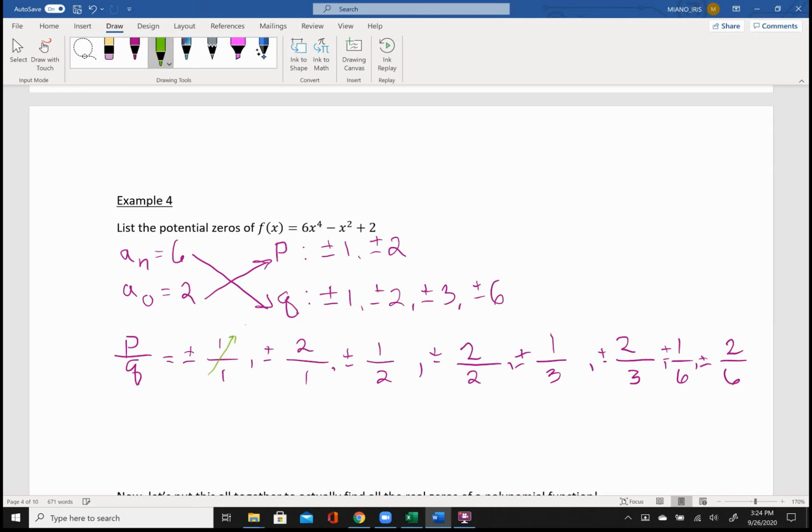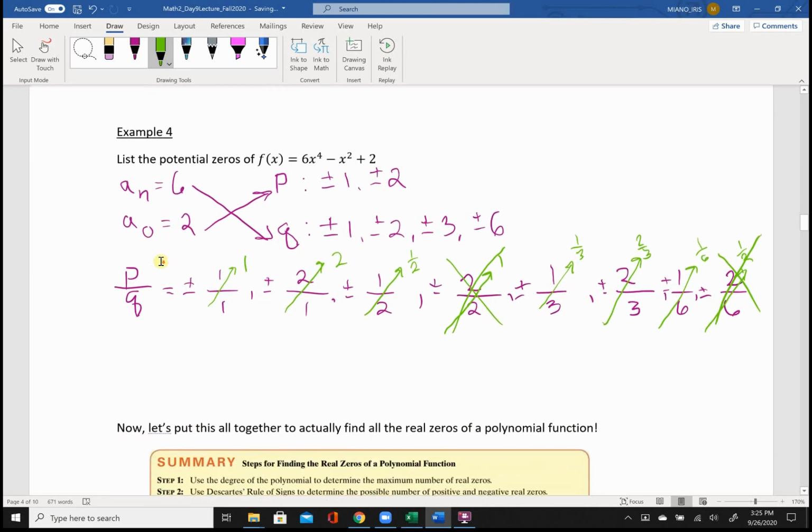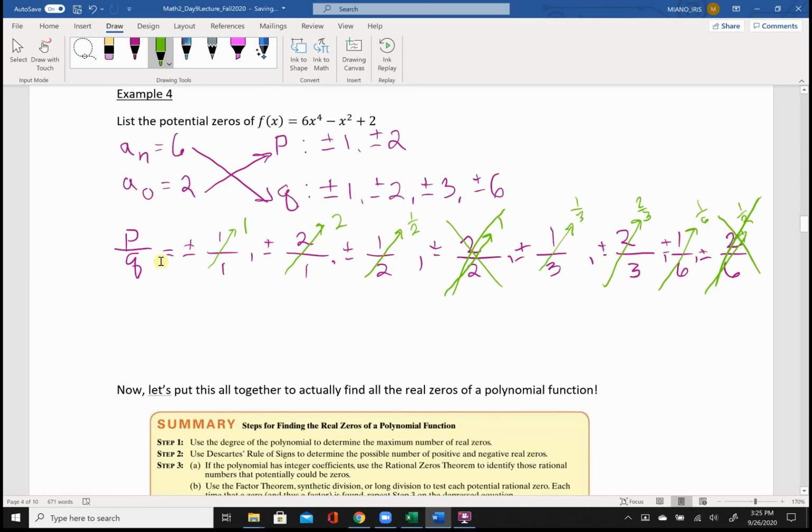So this one simplifies to 1, this one simplifies to 2, this one simplifies to 1/2, this one simplifies to 1, so it's a repeat, so we can actually leave it out. This one's a 1/3, 2/3, 1/6, and that one is another 1/3, because that's what it simplifies to. So go ahead and eliminate these 2, and that'll allow us to list the entirety of the list of possible factors, which is your P over Q.